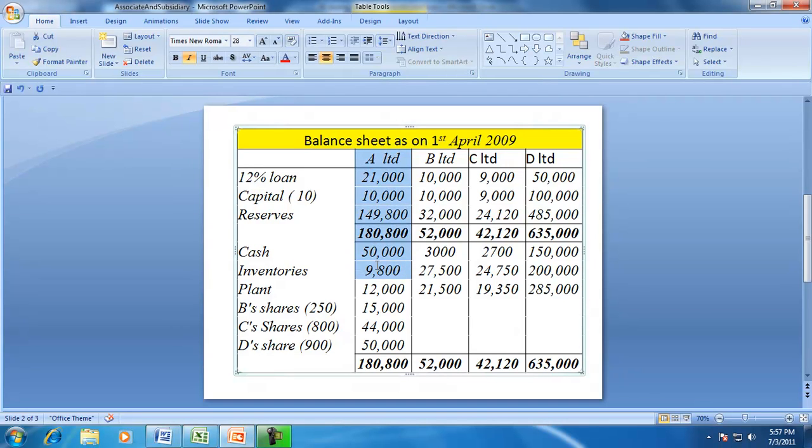This is an example where A is the acquirer and has investments in B, C and D, and this balance sheet already shows the investments, so it's a standalone balance sheet of A. After the acquisition of shares, 250 of B, 800 of C and 900 of D, A in this case is required to prepare the consolidated balance sheet because it has a subsidiary in the form of C. So in the preparation of the consolidated balance sheet, what will be the treatment of the assets and liabilities of B, C and D is the focus of our discussion.